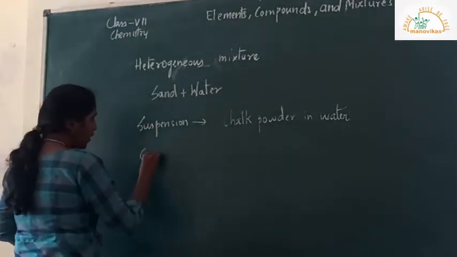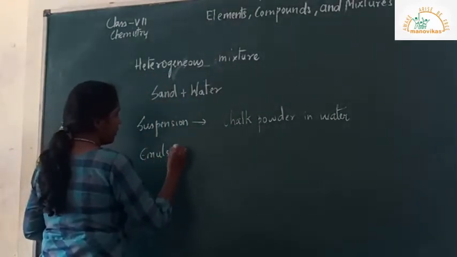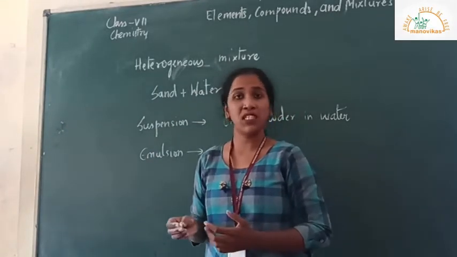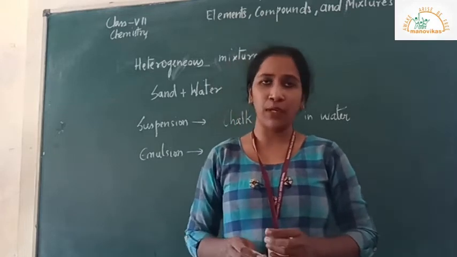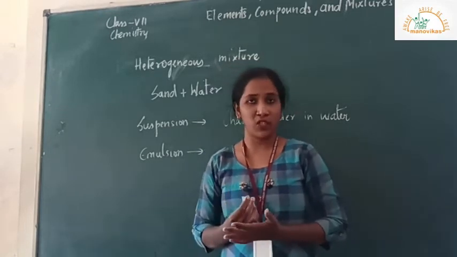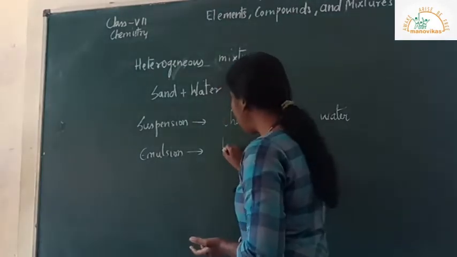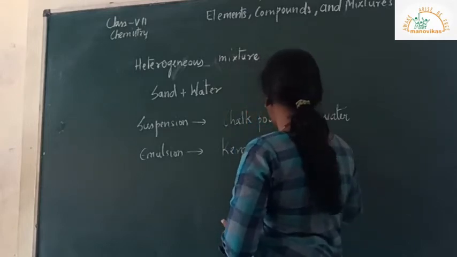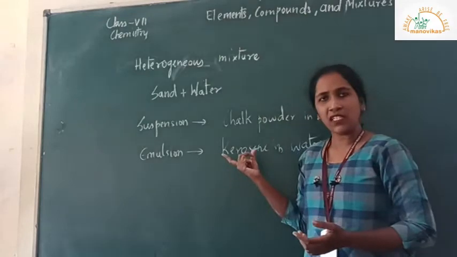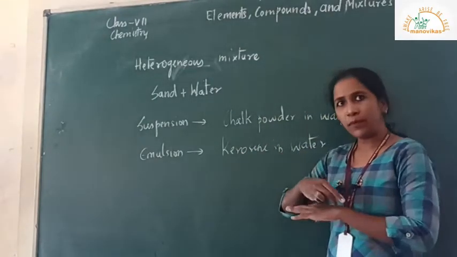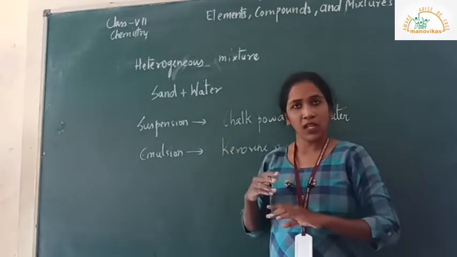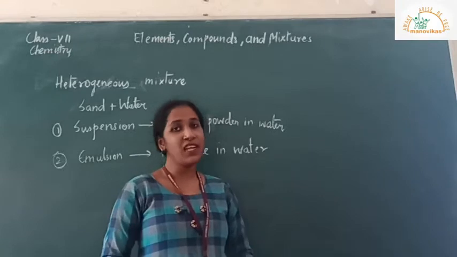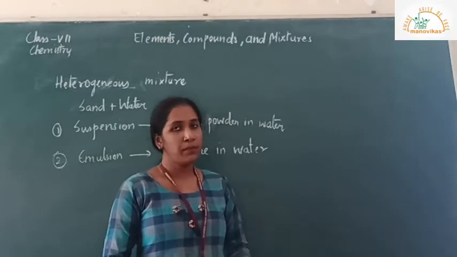Now we have emulsion. Emulsion is a heterogeneous mixture of two or more immiscible liquids. Now what do you mean by immiscible liquids? The liquids that are not getting mixed with each other. So here we can give an example, that is kerosene in water. Kerosene is not getting dissolved in water. So here you can see the two layers of liquid, one of kerosene and one of water.